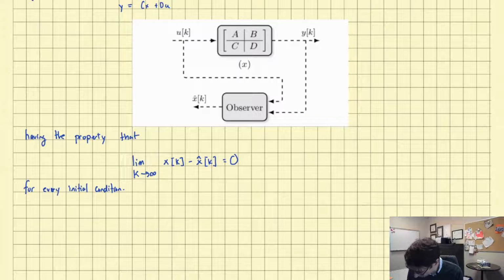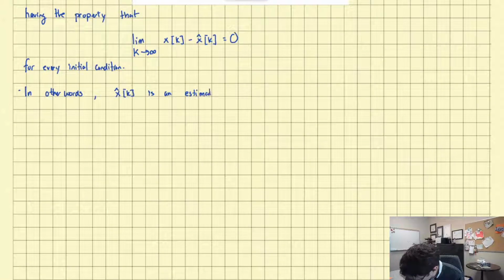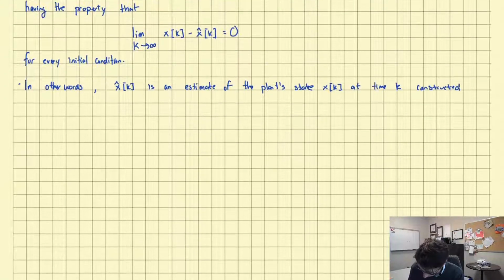Okay? So in other words, x hat of k is an estimate of the plant state x of k at time k, constructed from input-output data and the plant model.